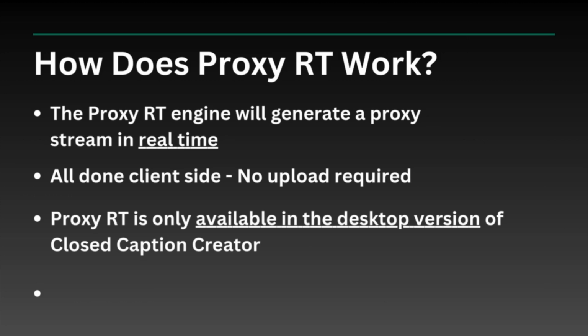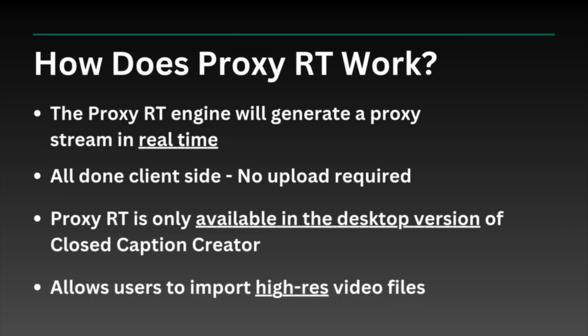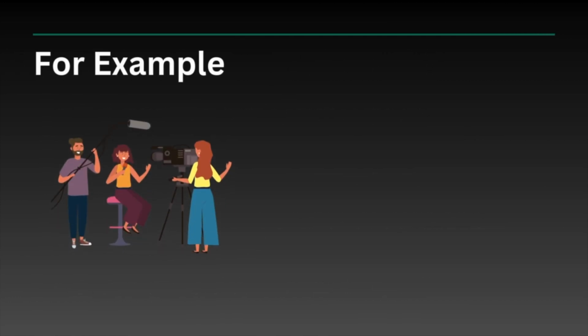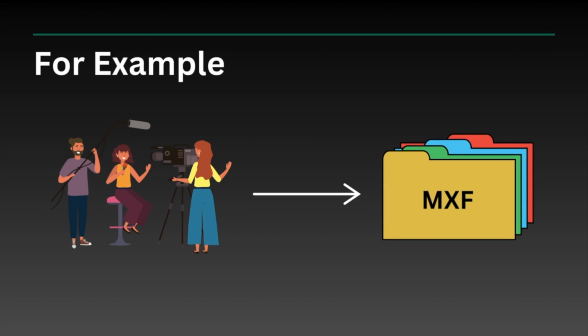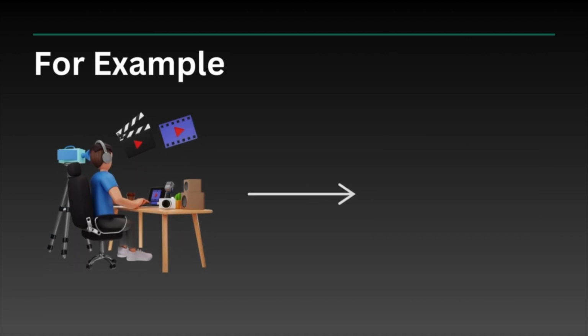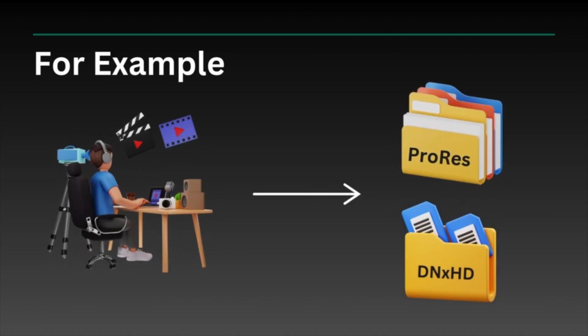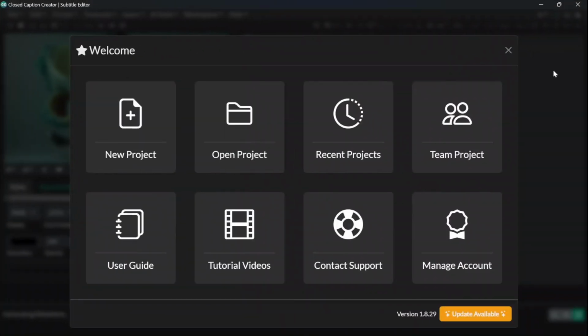Proxy RT allows users to import high-res video that may not be supported natively by the application's video player. For example, you may be a broadcaster working with MXF files, or an editor who needs to import ProRes or DNx HD files. This is all possible with Proxy RT.